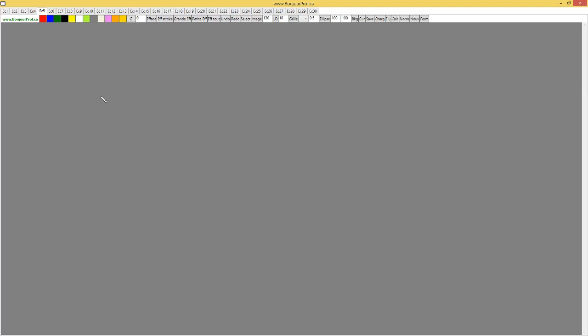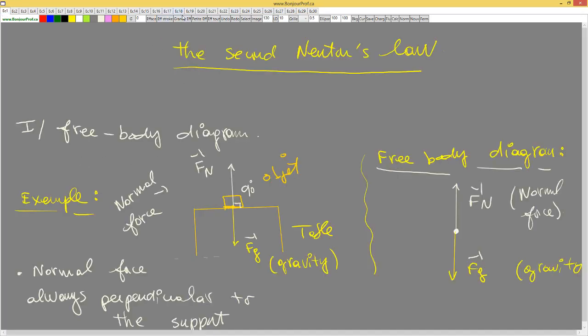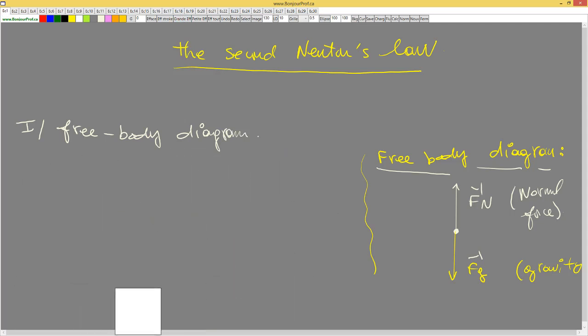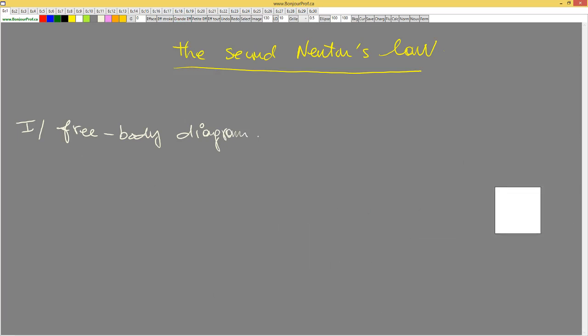So here we are going to continue, and now we are going to write. We started with a free body diagram, so I'm going to erase everything here, and we are going to put big 2, second paragraph. So you put here Newton's second law. Okay. So what is the second law?